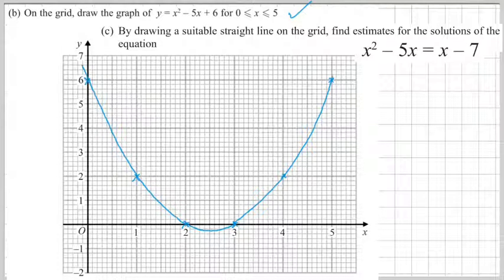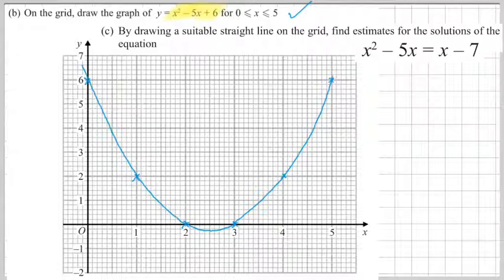Okay, part C. By drawing a suitable straight line on the grid, I have to estimate the solutions of that equation. Now, because it specifies a way to solve the equation, you are not allowed to just rearrange it and use the quadratic formula or something like that. You get no marks for that because it tells you it wants you to do it in a particular way. And this is how to do it.